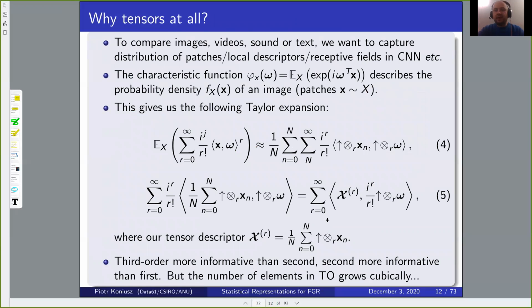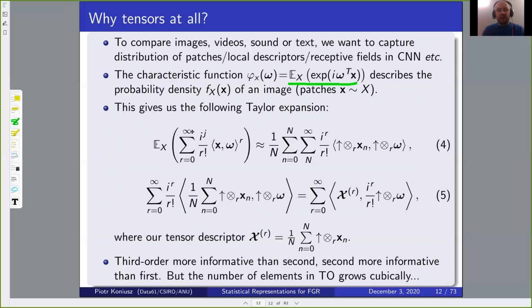The reason why I'm talking about it is because it can be shown how those tensors interplay in capturing statistics. So imagine that you want to compare images or videos or text or whatever document you like. Assume that you want to capture the distribution of patches or local descriptors, or responses to CNN filters in a given image. The characteristic function can be written in this form over here, and it will describe the probability density f given patches X distributed according to some distribution big X.